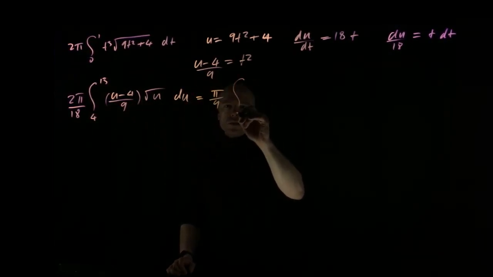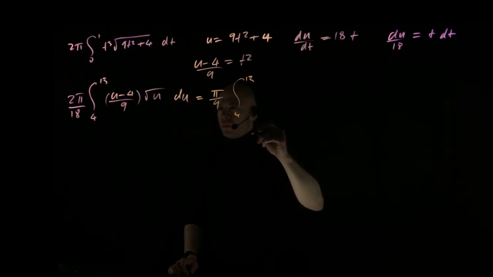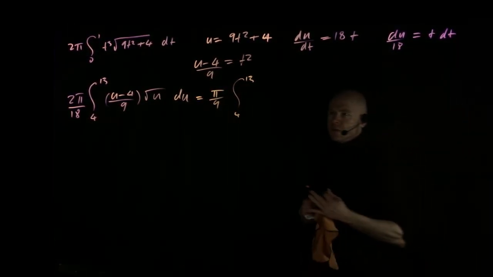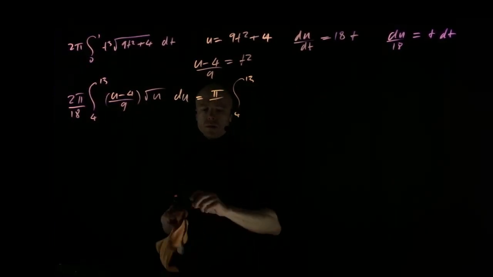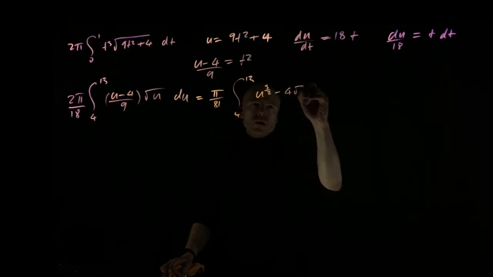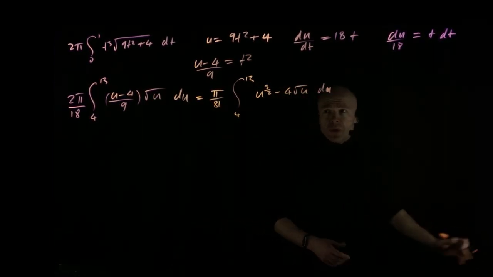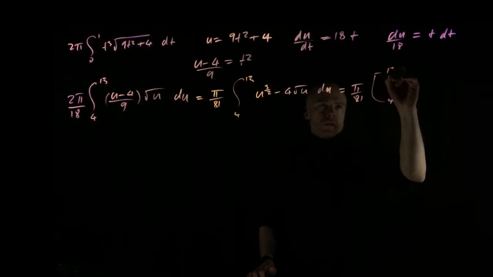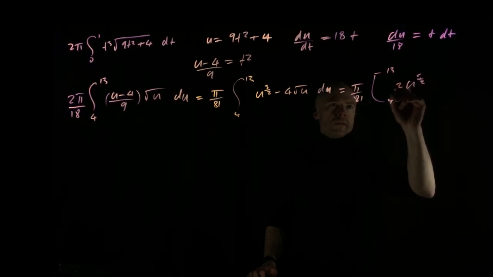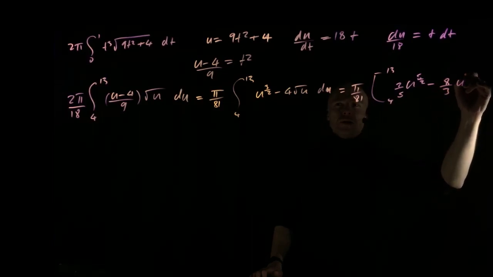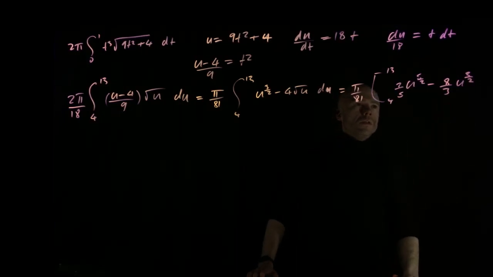So simplify this a little bit, this is 4, 13, and maybe I want to pull out the 9 as well. 9 times 9 is 81, right? So let's do that. And then what do I have? I have u to the 3 over 2 minus 4 square root of u du, and now I'm pretty happy because I can integrate all that stuff, and that's pi over 81, 4, 13, u to the 5 over 2, 2 over 5, minus eight over 3 u to the 3 over 2. Is that correct? Yeah, cool.